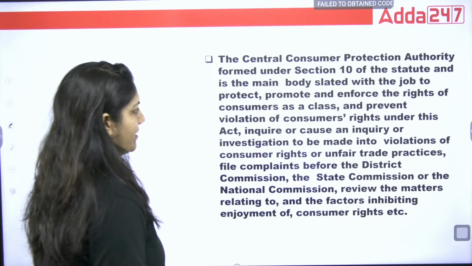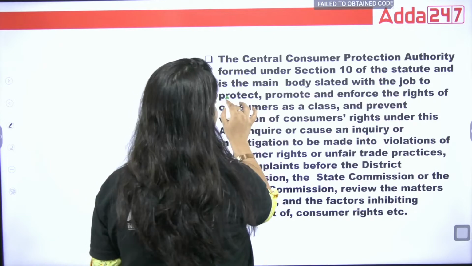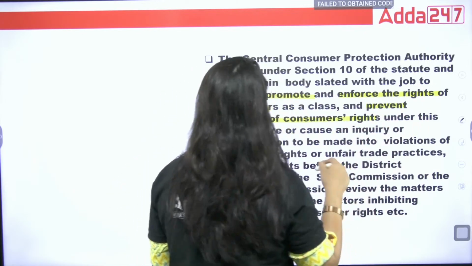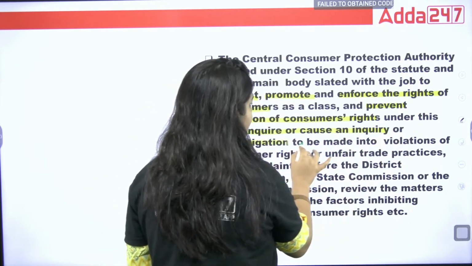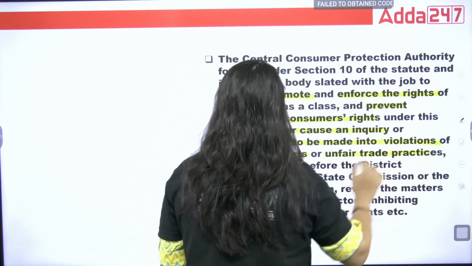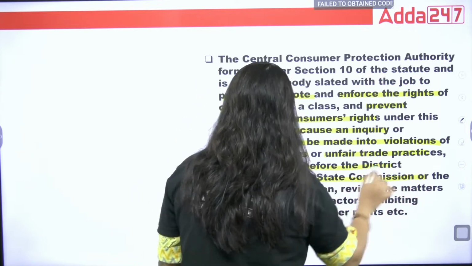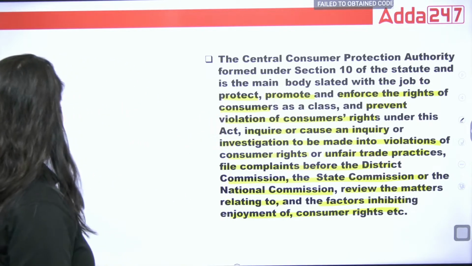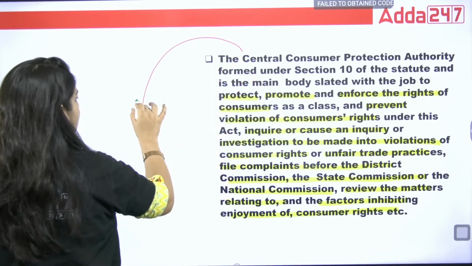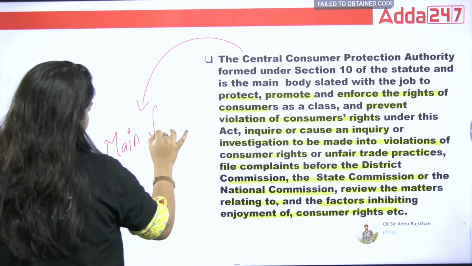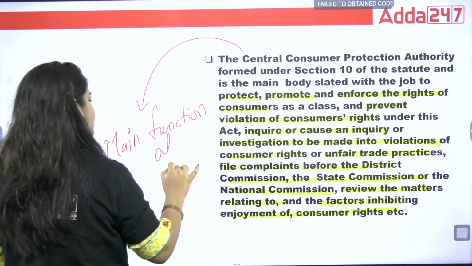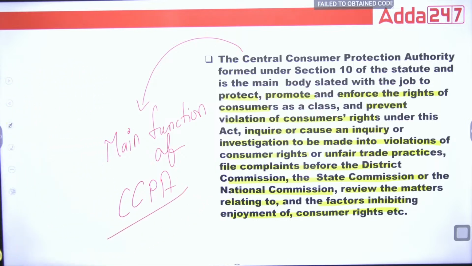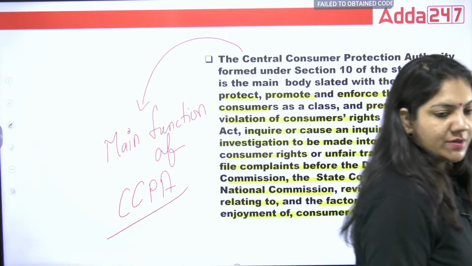Now, the Central Consumer Protection Authority. The main work of this authority is to protect, promote and enforce the rights of consumers, prevent violation of consumer rights under this act, inquire or cause an inquiry or investigation to be made into violation of consumer rights or unfair trade practices, file complaints before the District Commission, State Commission and National Commission, and review matters relating to any factor inhibiting the enjoyment of consumer rights. These are the main functions of the CCPA, the Central Consumer Protection Authority.